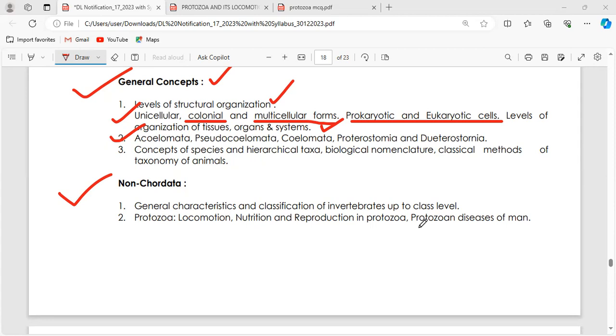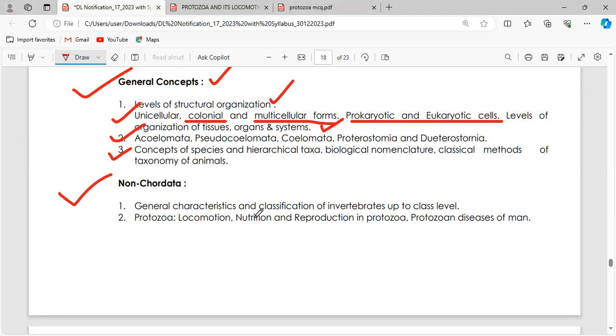And the most important thing is which phylum is placed under which type of category. That will be the important area. And what is the concept of species and hierarchical taxa, binomial nomenclature, classical methods of taxonomy of animals? We should know why classification of organisms is important and why we want to study that.